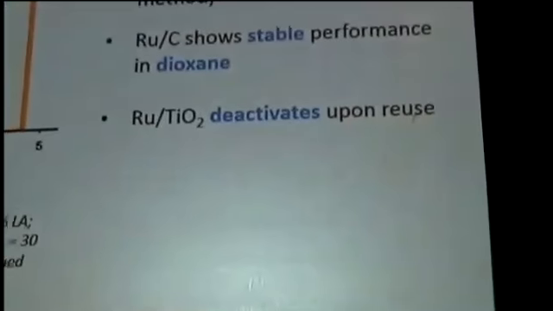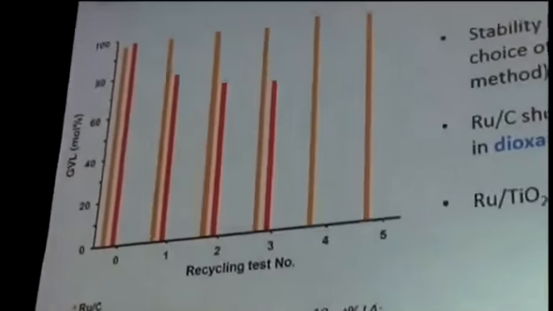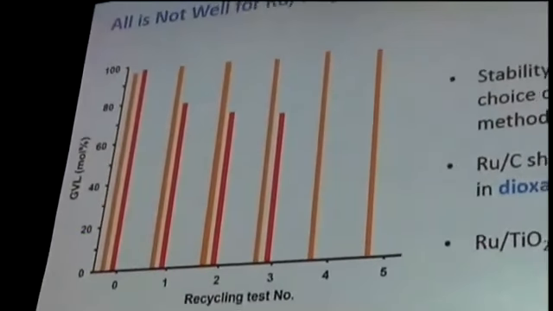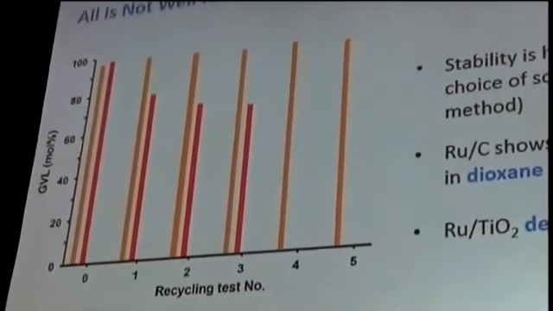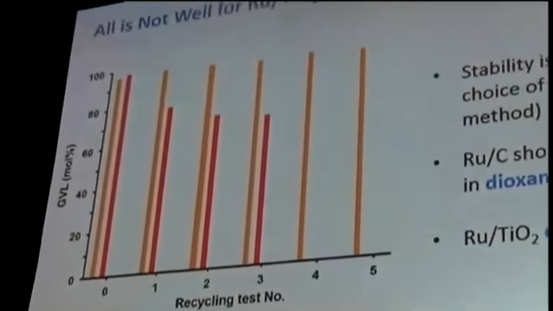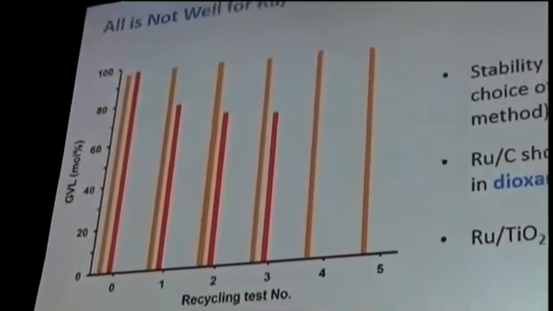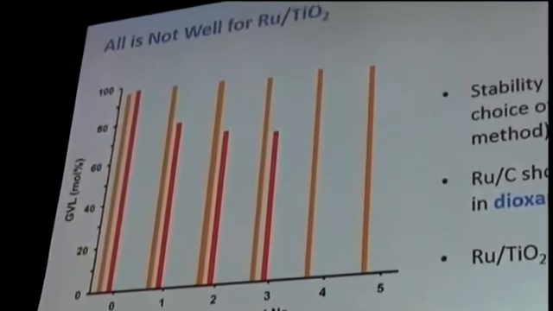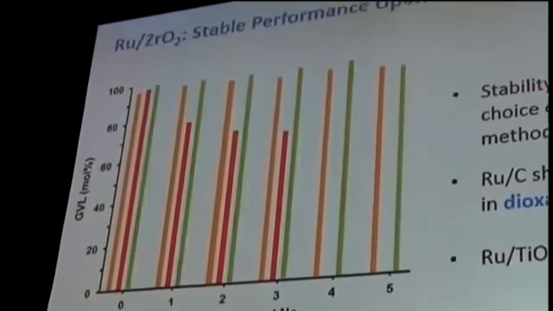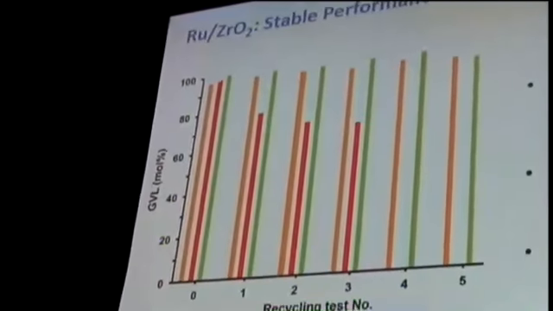So ruthenium on titania actually strongly deactivates, which was quite a surprise to us, because we're using fairly mild conditions. We're using dioxane as a solvent, and still we have about 30% loss of activity already after 3 recycle runs. Right, so ruthenium on titania is really quite unstable actually under these conditions. If we then compare this to zirconia, then we see that zirconia actually performs rather well, and even upon 5 times recycling we don't have any loss of activity.